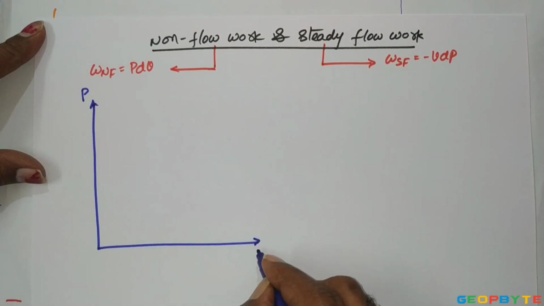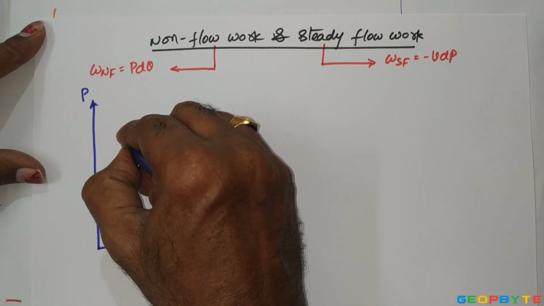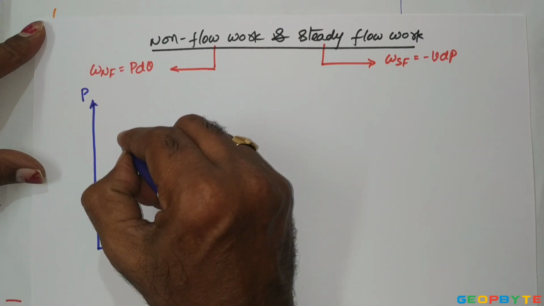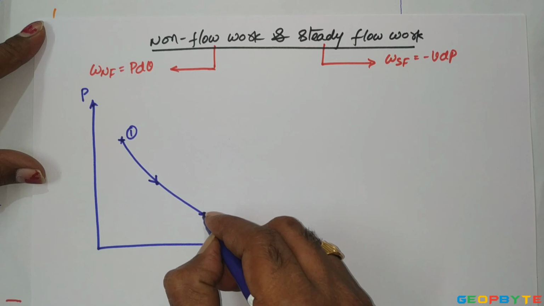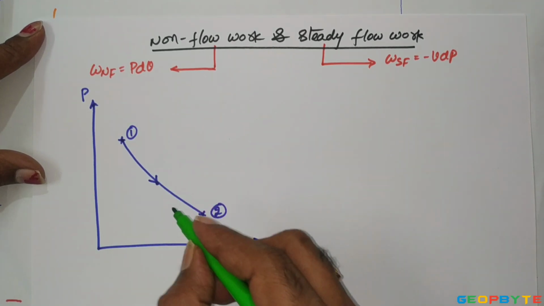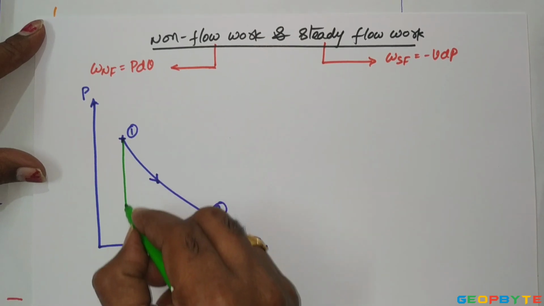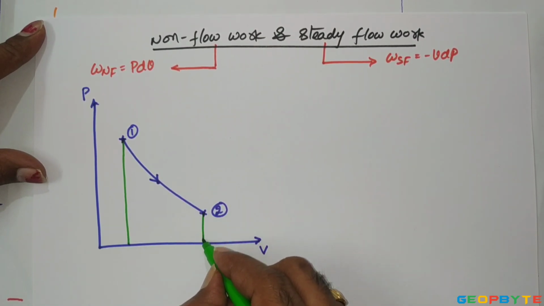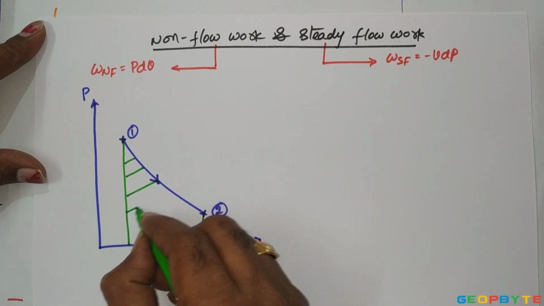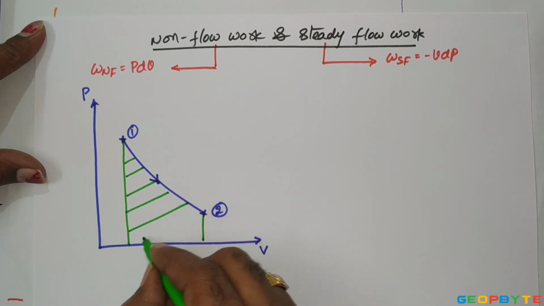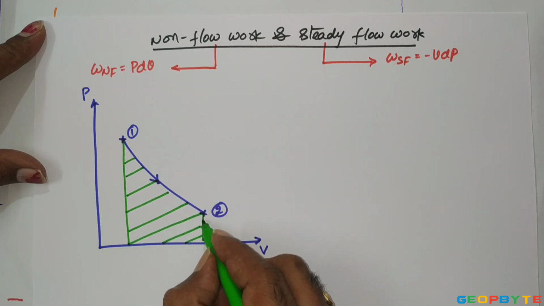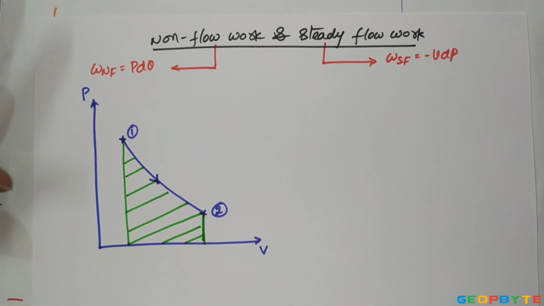work, pressure versus volume. If I draw a curve like this, maybe for an expansion process for a closed system, since the non-flow work is PdV, the area towards the volume coordinate is equal to the non-flow reversible work. This is the non-flow work, meaning the area below the PV diagram.